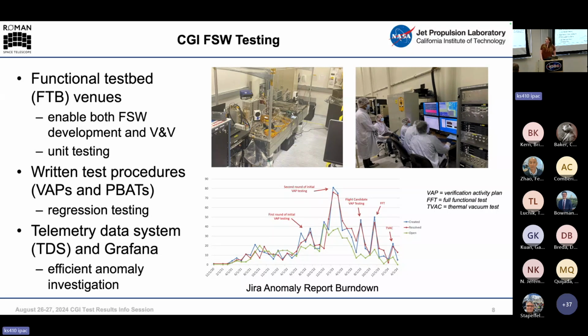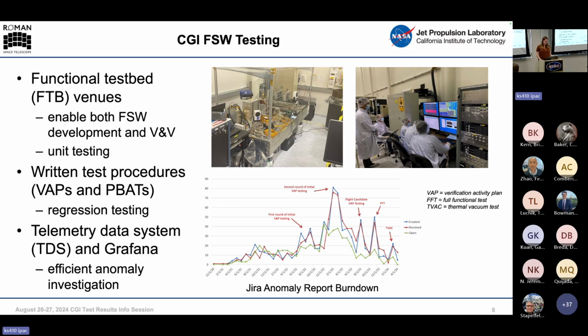Here is the functional test bed. Pictures on the left and right. The right shows an example of testing flight software on the test bed. The FTB was really critical for flight software development and for B&B, because if we don't have a test bed to run our code on, we're just writing hopes and dreams into a text editor, and we have no idea if it's actually going to work on anything. So the FTB was critical.